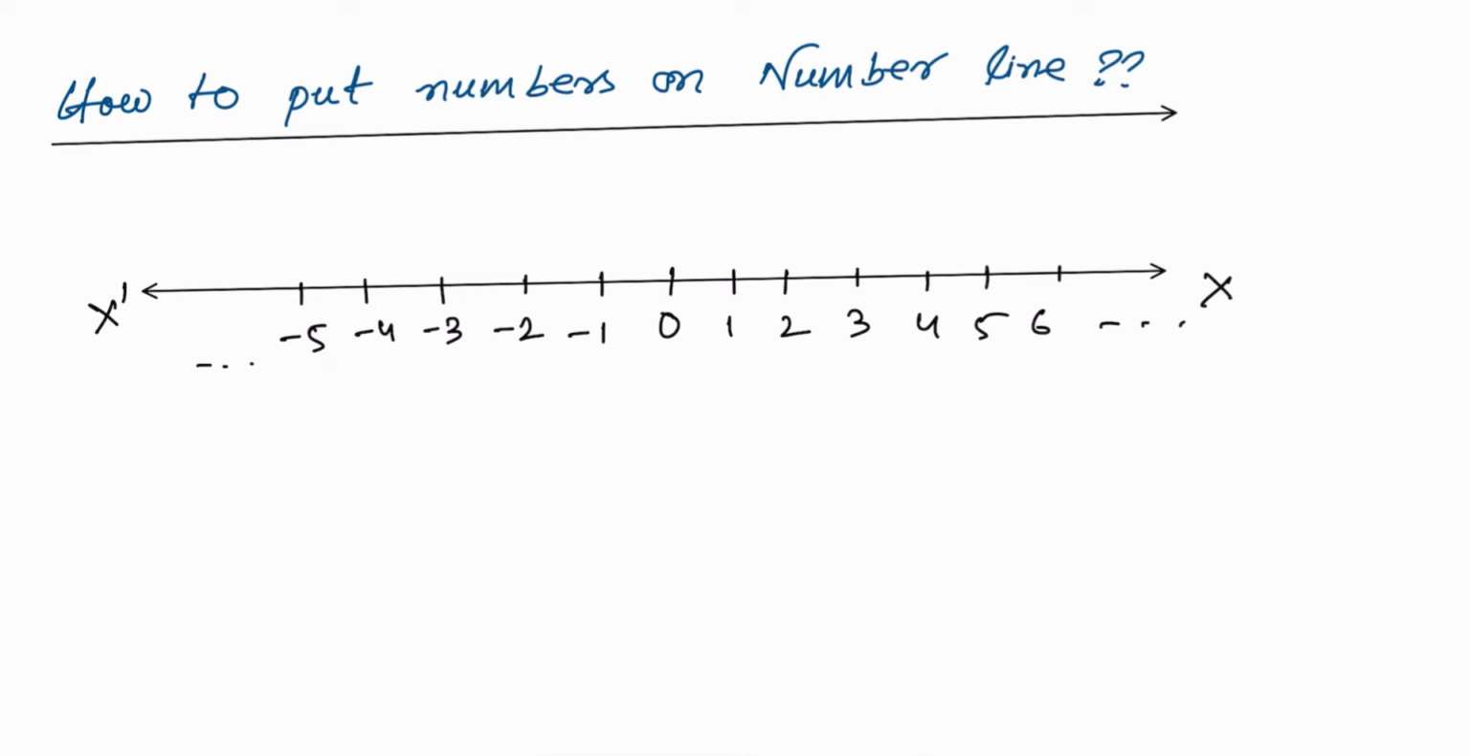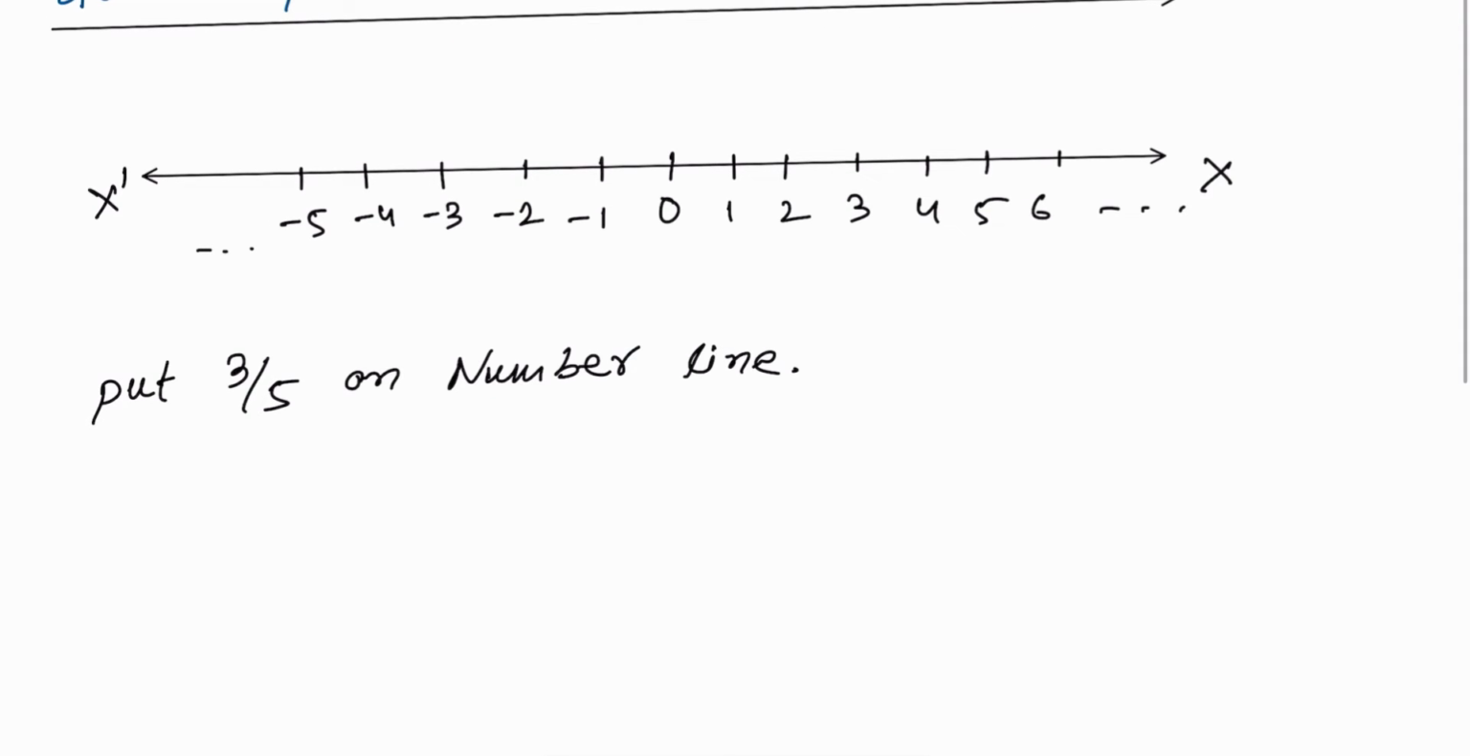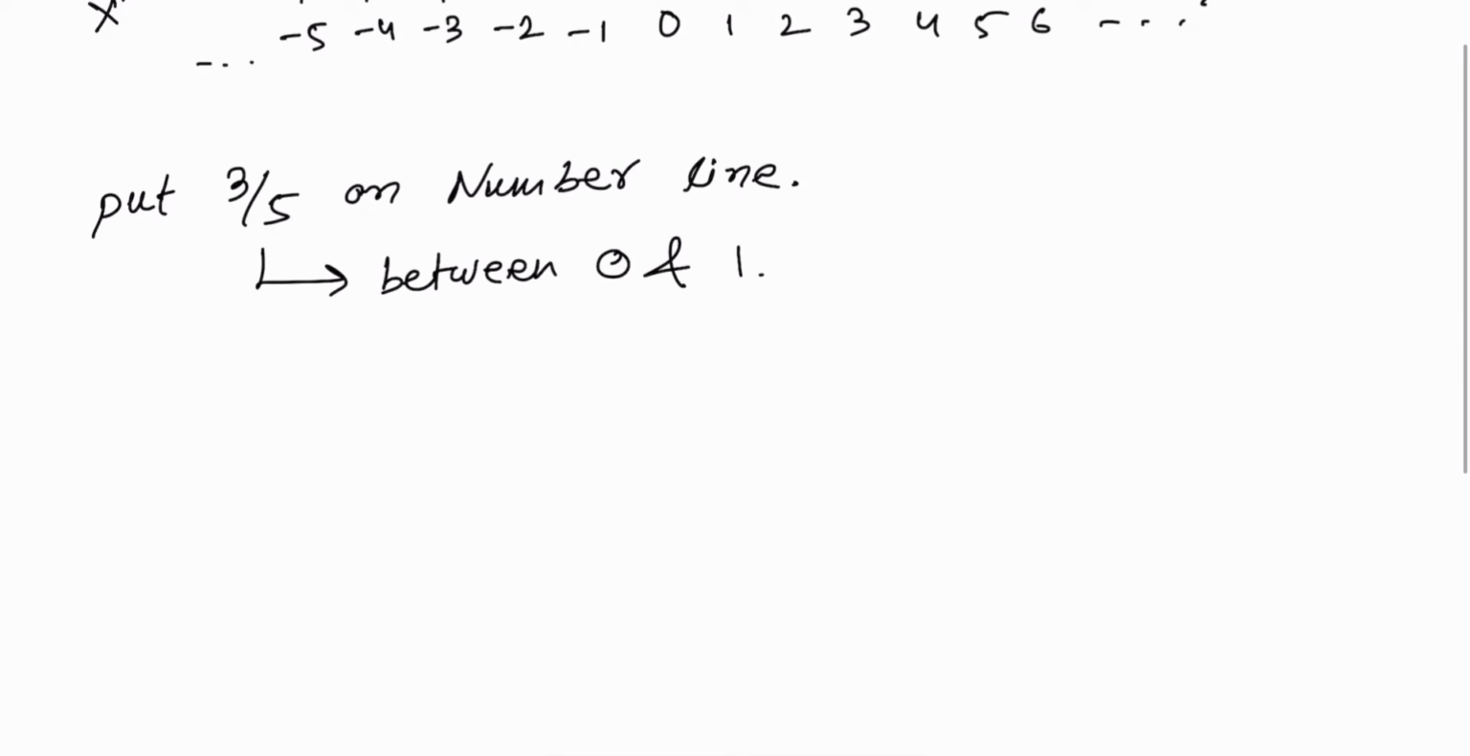The question is how to put numbers on a number line. This is a very easy concept. Suppose the question is to put 3/5 on the number line. How to put it? Simply you have to observe that 3/5 lies between which two numbers? Between 0 and 1. Very good. 3/5 will lie between 0 and 1.